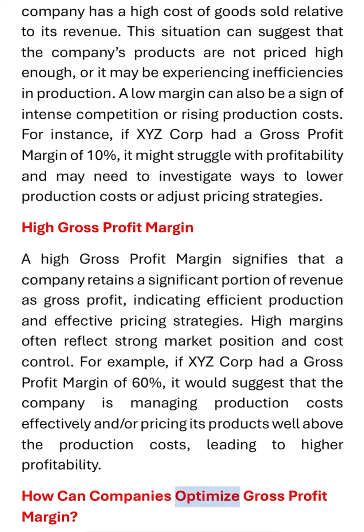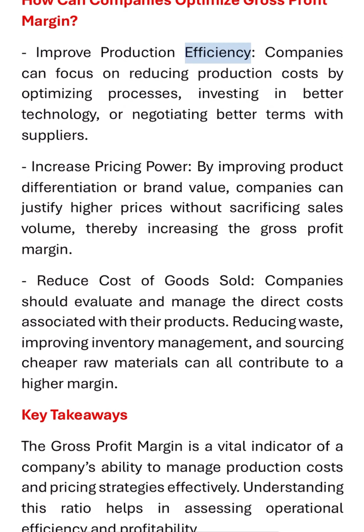How can companies optimize gross profit margin? Improve production efficiency. Companies can focus on reducing production costs by optimizing processes, investing in better technology, or negotiating better terms with suppliers. Increase pricing power. By improving product differentiation or brand value, companies can justify higher prices without sacrificing sales volume, thereby increasing the gross profit margin.